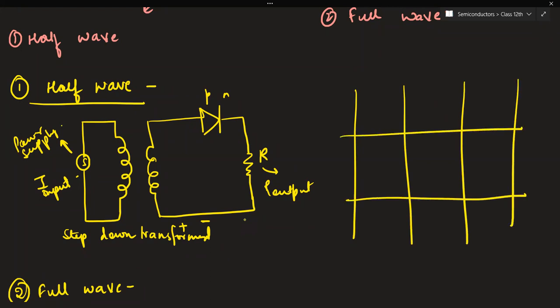See, let's say this induces positive here. So the diode will read it positive, that will lead to forward biasing. Then negative, that will lead to reverse bias, so it won't read it. Then again forward biasing. Like this, you will have the graph for half wave.